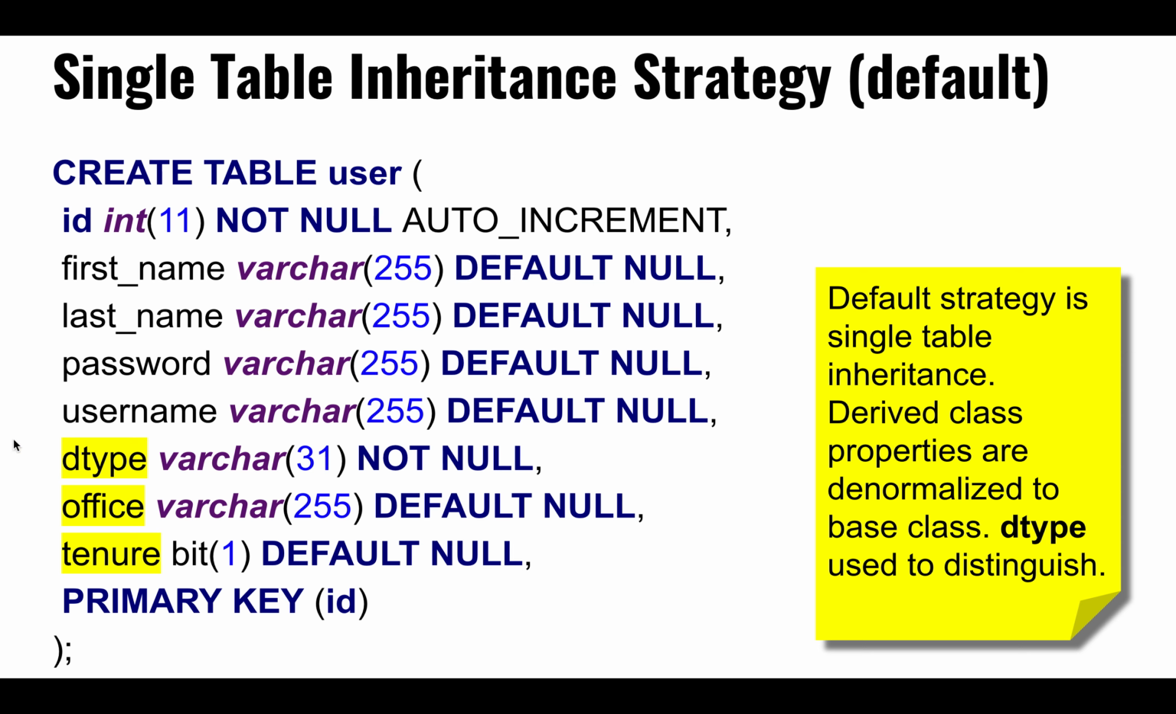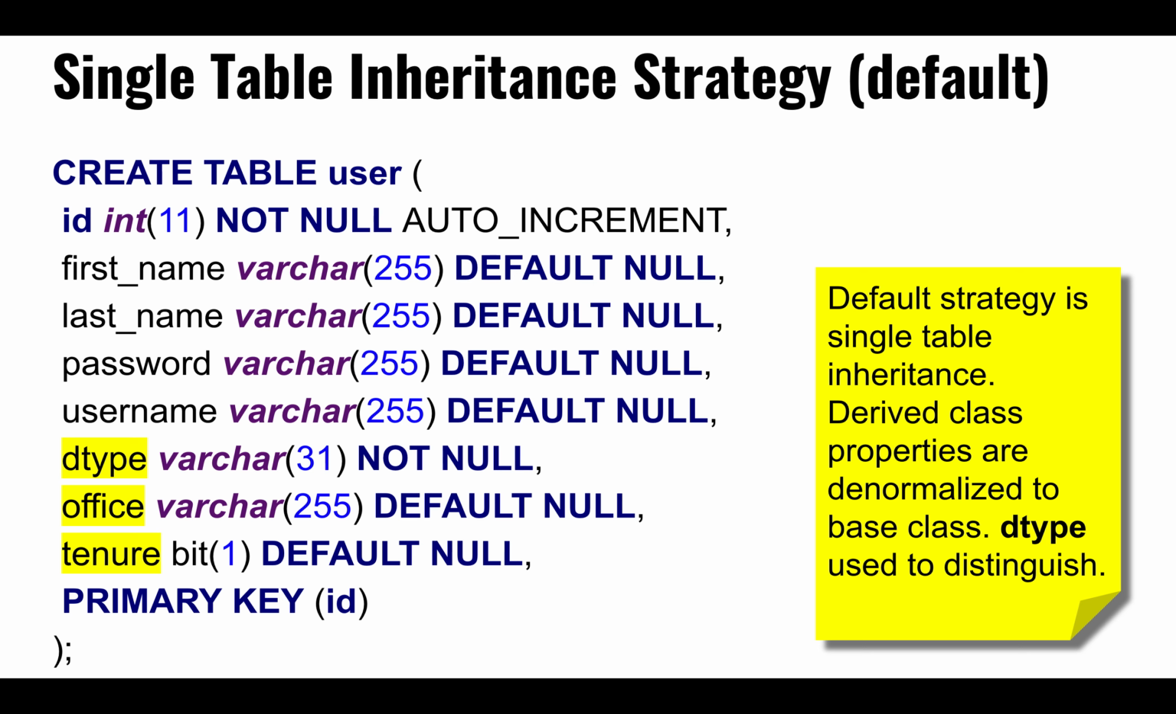This dtype is referred to as the discriminator field. It's not like it's discriminating faculty versus users or anything like that. It's just to be able to distinguish between the two. In the single table there is only one table. It captures all the fields from both the user class and the faculty class into one single table, right? Usually you would avoid doing this from a data model perspective. If you have 2 concepts, you would have them implemented as separate tables.